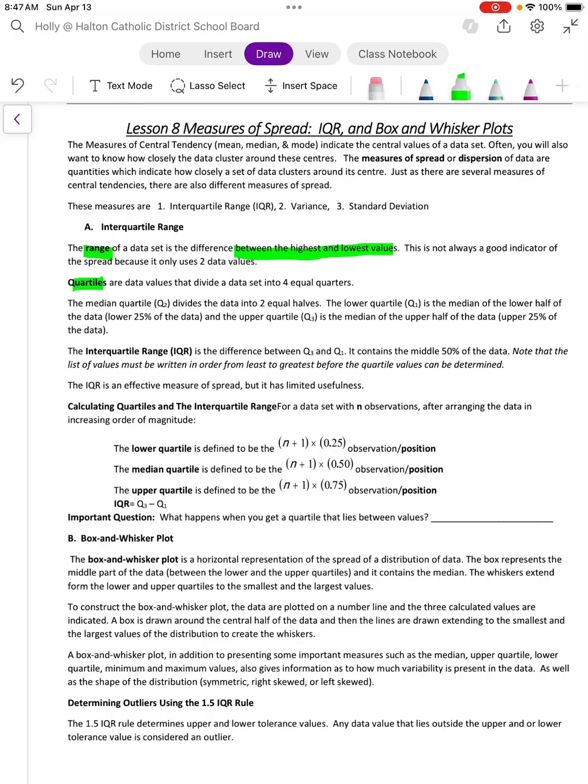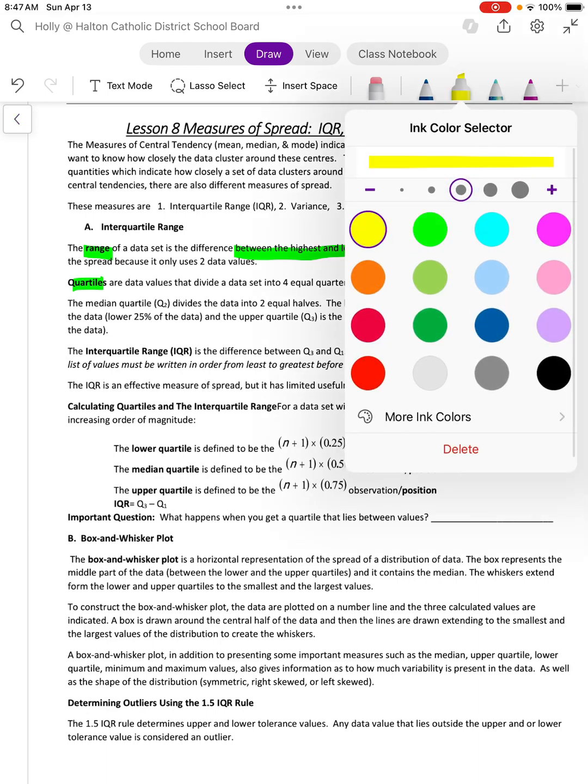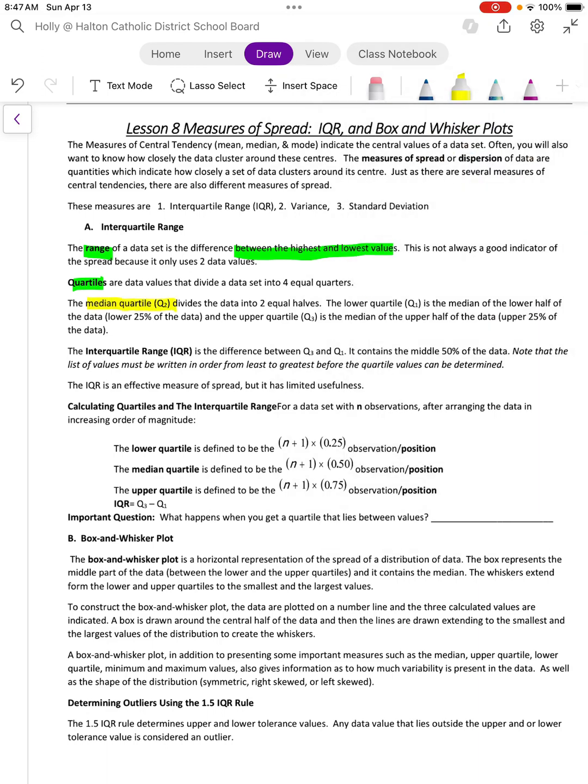Quartiles are data values that divide a data set into 4 equal quarters. The median quartile is Q2. So if you find the median, that's Q2, and we already know how to find our median from our previous lessons. That divides your data into 2 halves, so you have an upper half and a lower half.